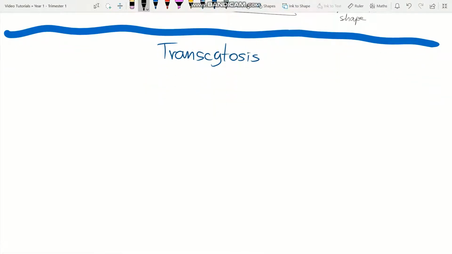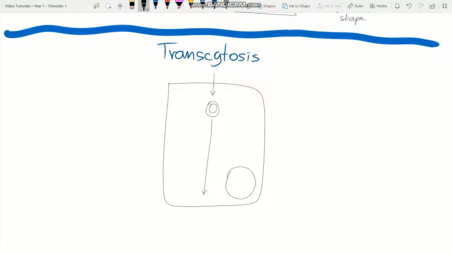So essentially, it's when, if we have a cell present here with a nucleus, a substance is able to move into the cell through a vesicle, move through the cell, and then pass out of the cell. Once again, here through receptor-mediated endocytosis, and then pass out through vesicle-mediated exocytosis. So essentially, the substance is simply just passing through the cell.